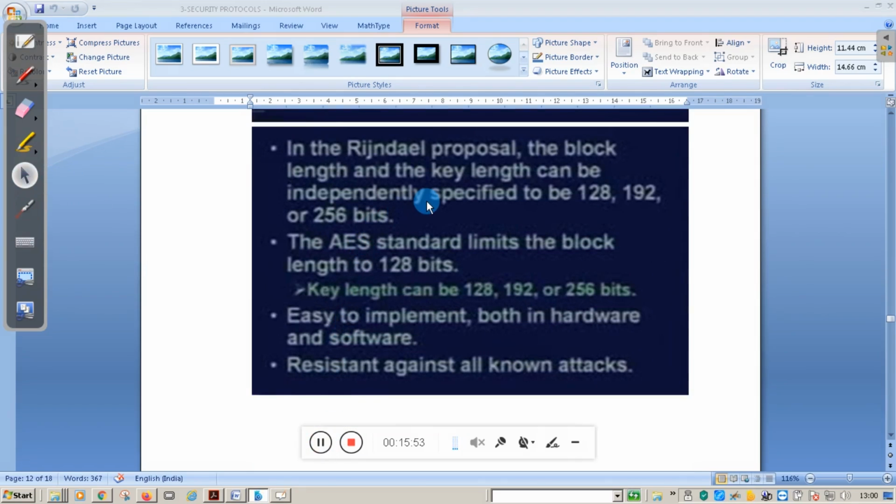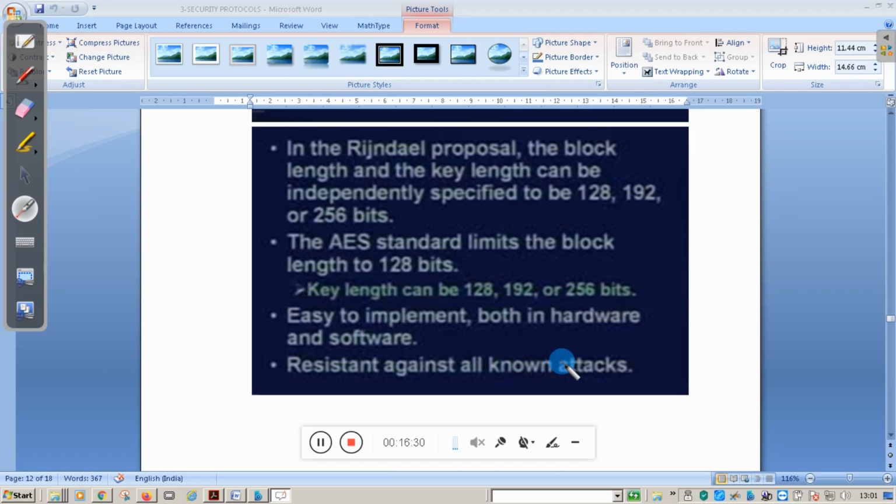According to the Rijndael proposal, the block length and key length can be independently specified. The block length is 128, 192 or 256, and the key length is also 128, 192 and 256. But the AES standard limits the block length to 128 bits, while key lengths are variable, that is 128, 192 or 256 bits. It is easy to implement in both hardware and software, and it is resistant against all known attacks according to cryptanalysis.